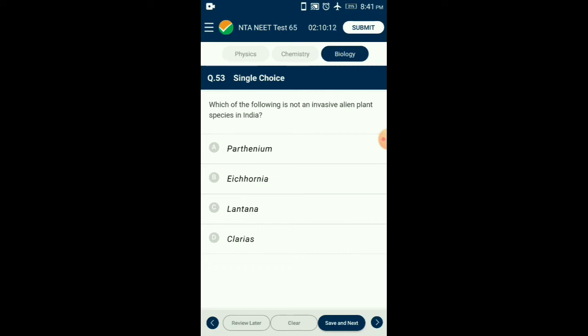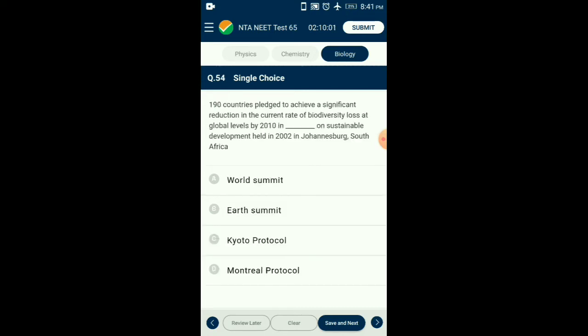The recent illegal introduction of African catfish, Clarias gariepinus, for aquaculture purposes is posing a threat to indigenous catfishes in our rivers. So the answer is option D, Clarias.